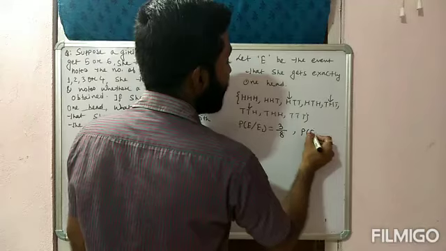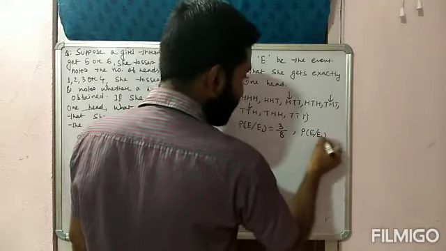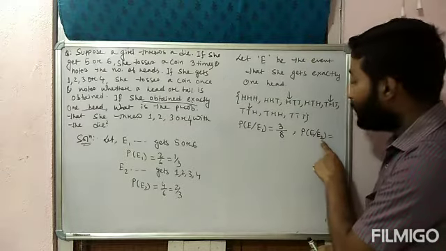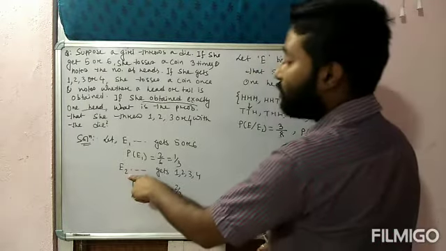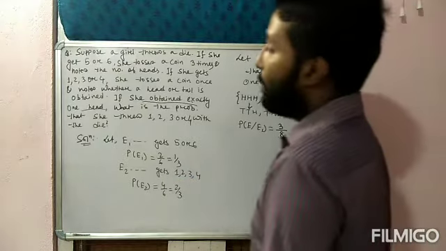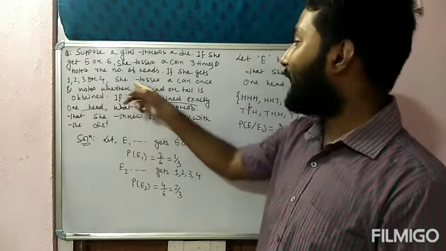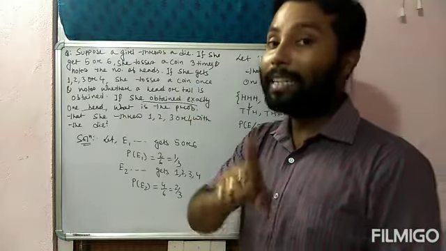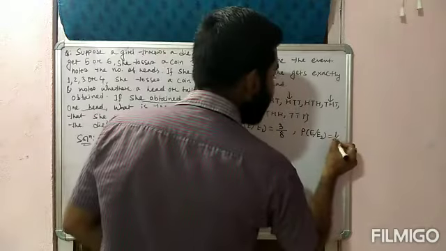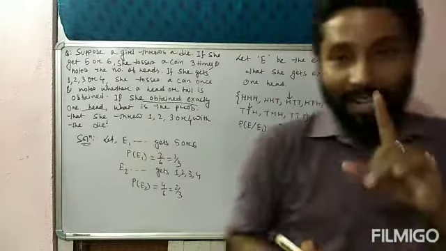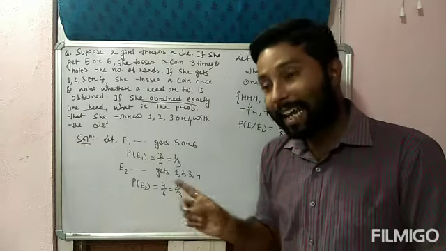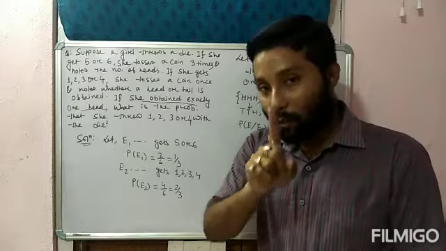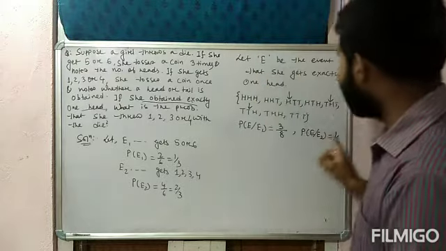Then what about P of E slash E2? Try to understand the meaning of this part, then it will be easy to write the value. E slash E2. E for getting exactly one head. E2 means when she gets 1, 2, 3, 4 with the die. But if the girl gets 1, 2, 3, 4 with the die, then she tosses a coin only once. If a coin is tossed once, then probability of getting a head is 1/2. Yes or not? And if a coin is tossed only once, then probability of getting a head is 1/2 only.